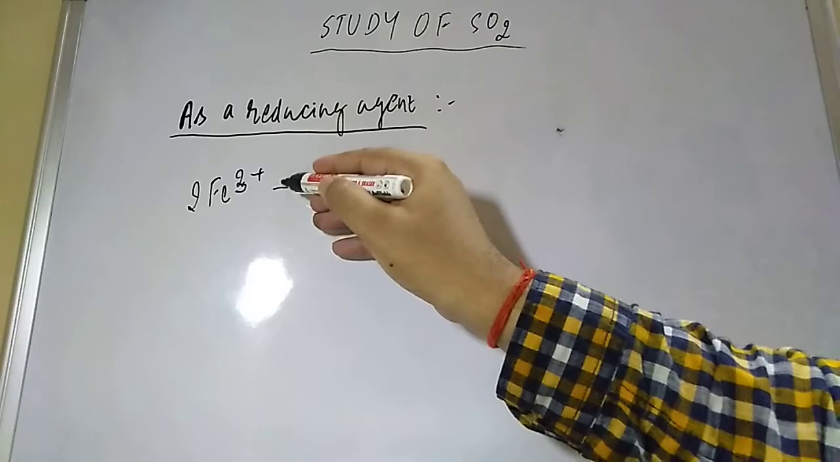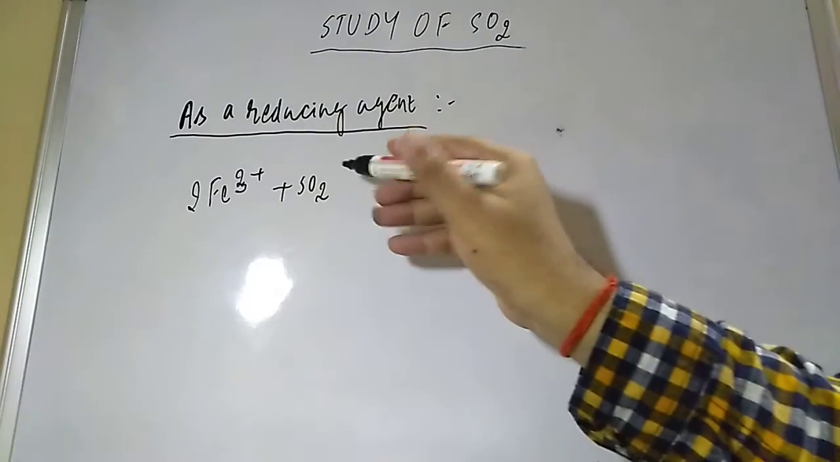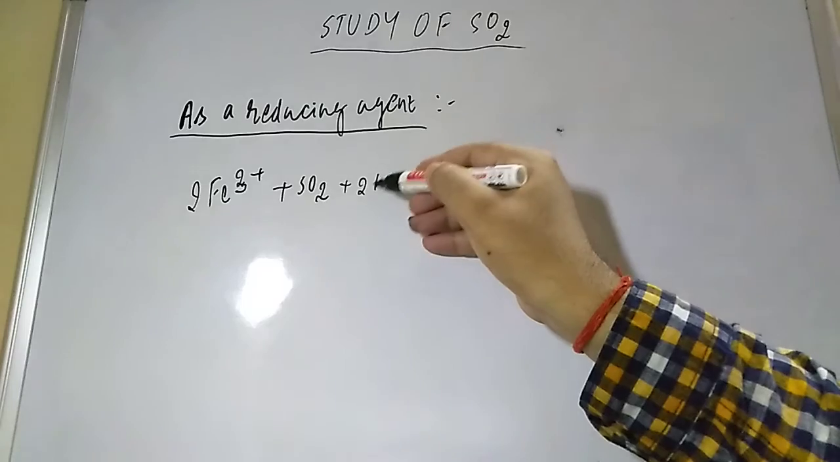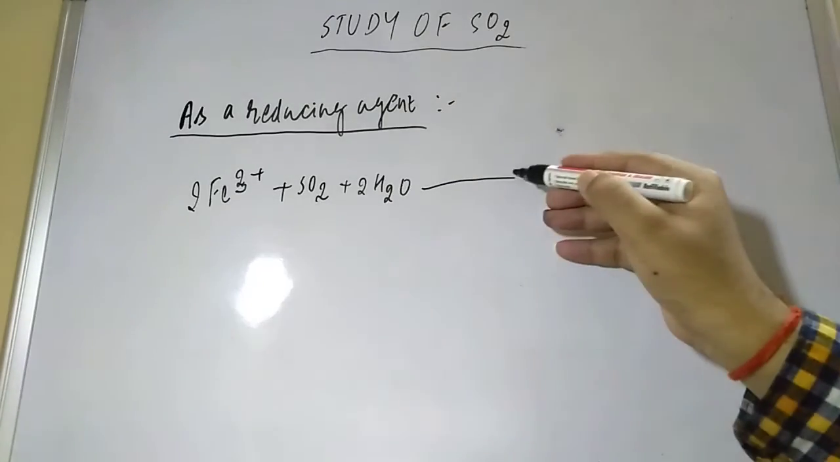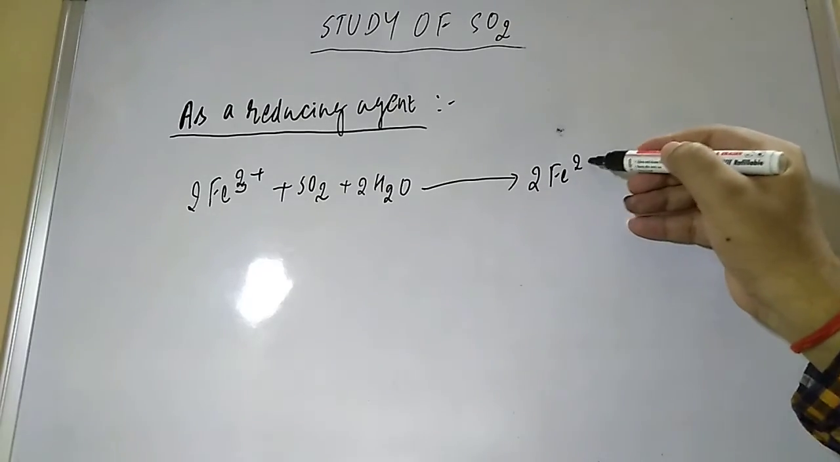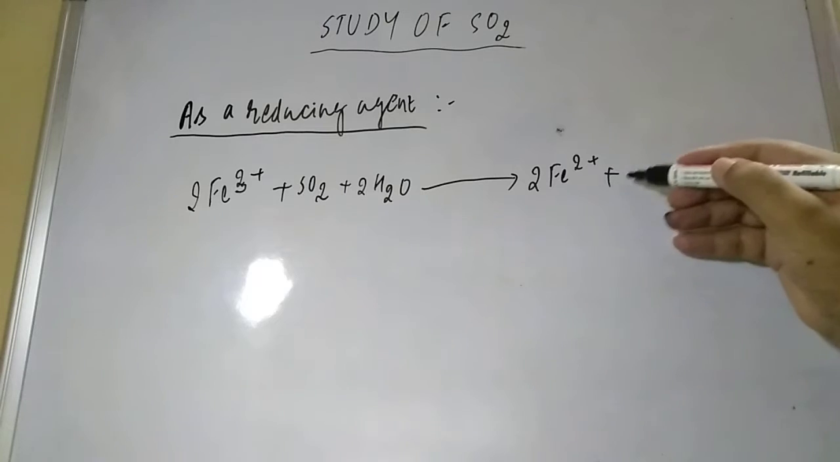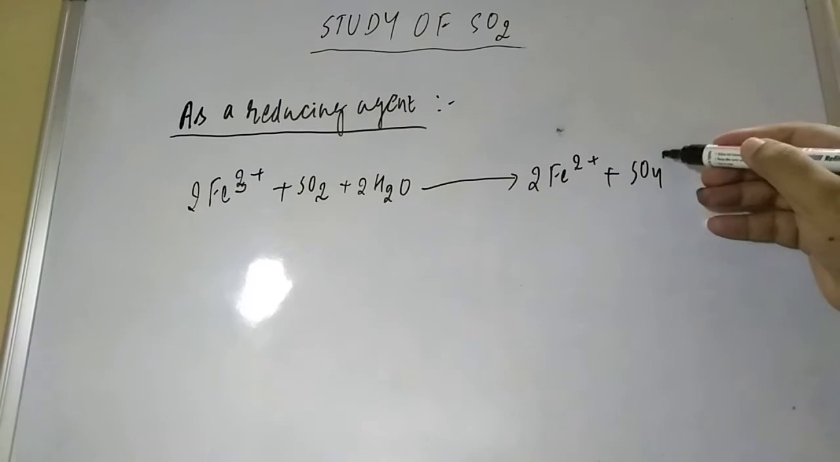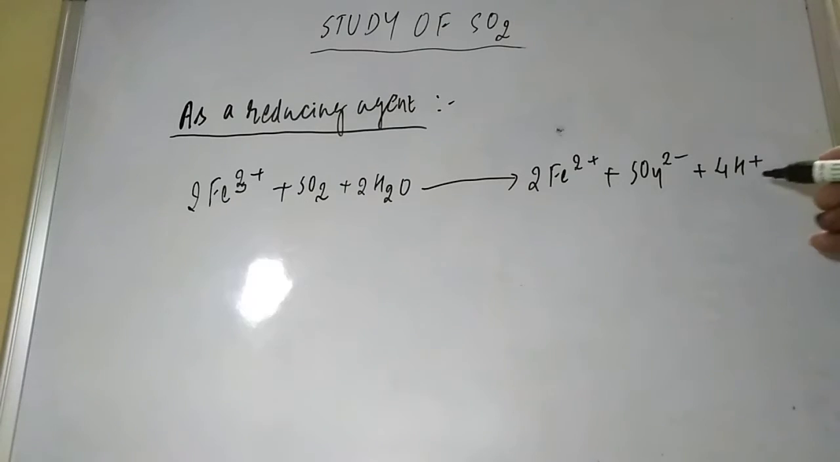and it is reacting with SO2 plus the water molecule, 2H2O. So it is undergoing reduction and giving 2Fe2+. See student, 3+ to 2+ is a decrease, so that is reduction, and then it gives SO4 2- plus 4H+.